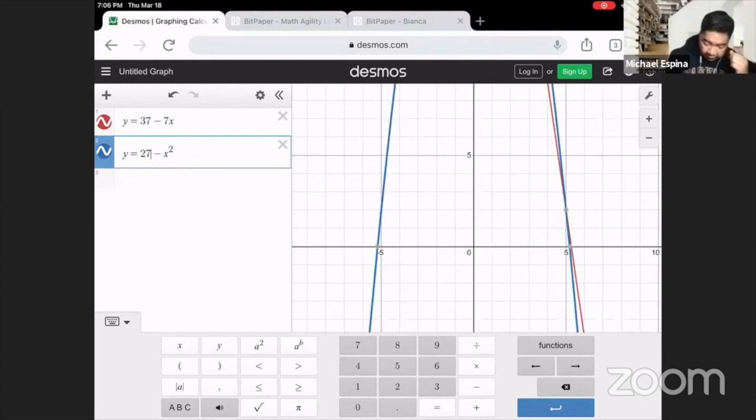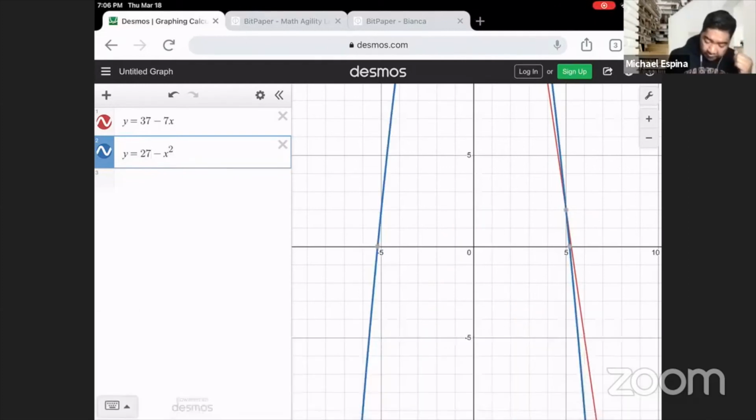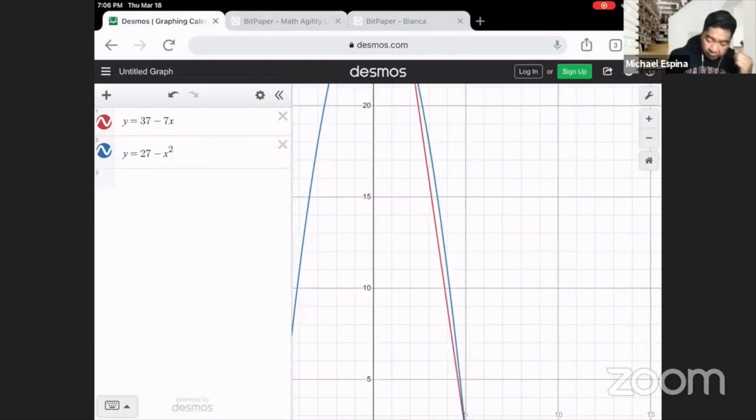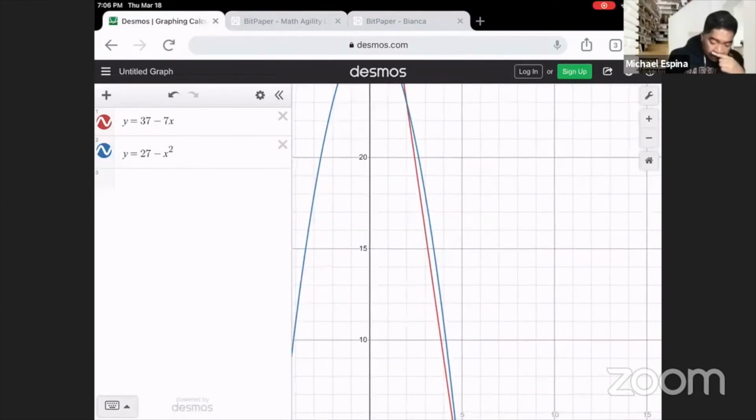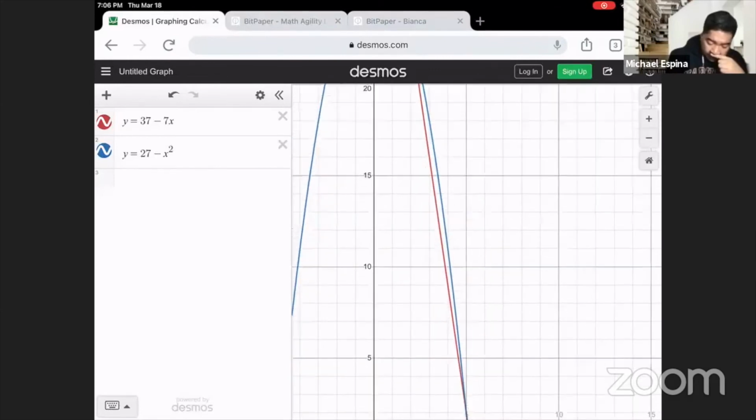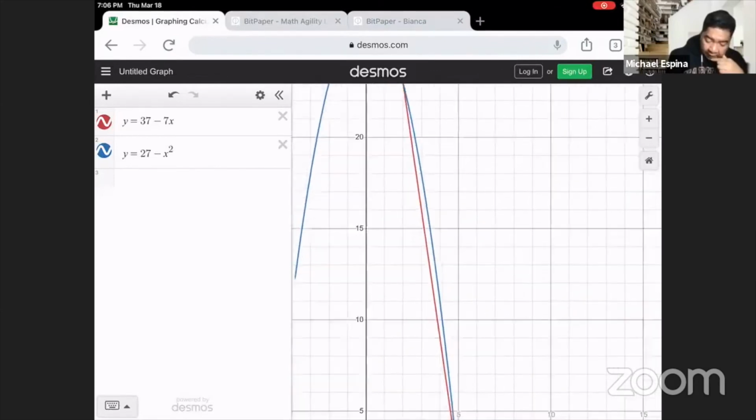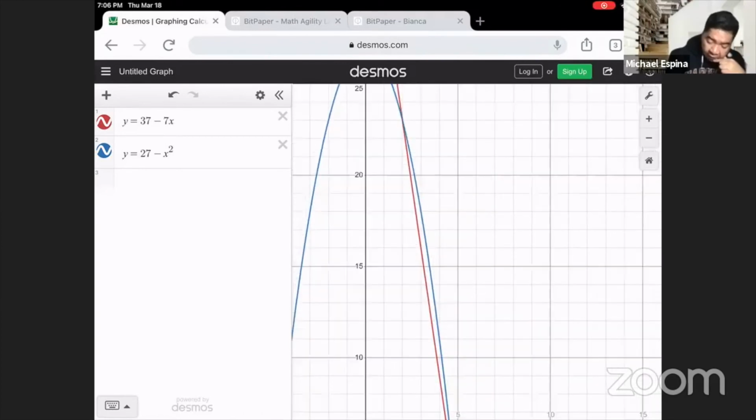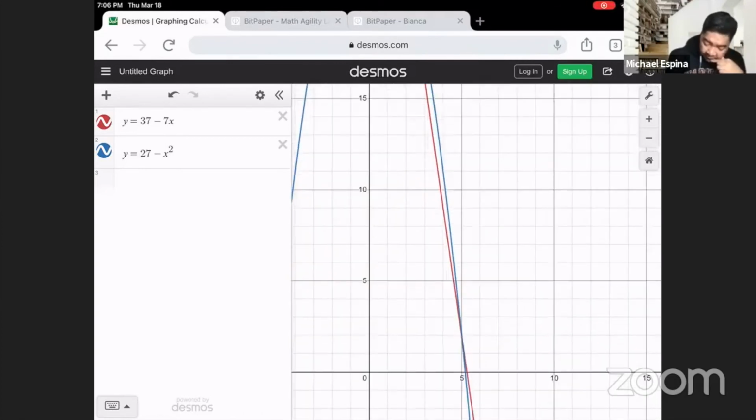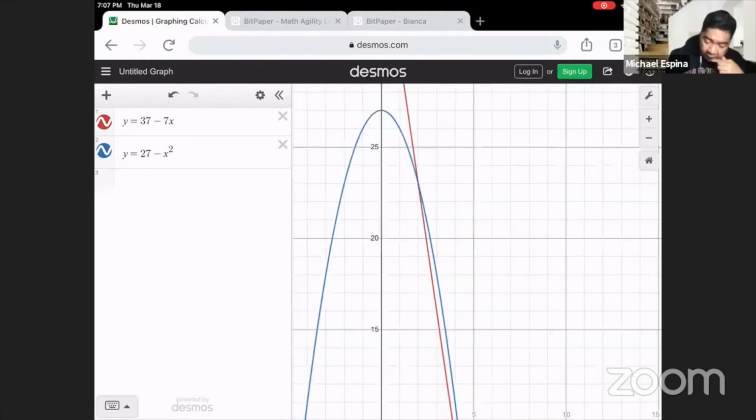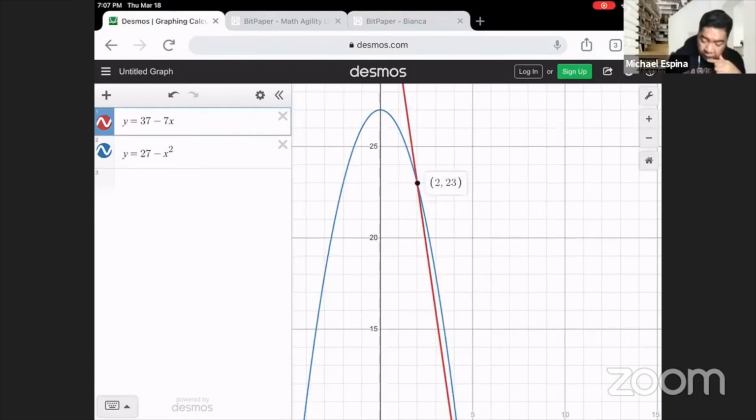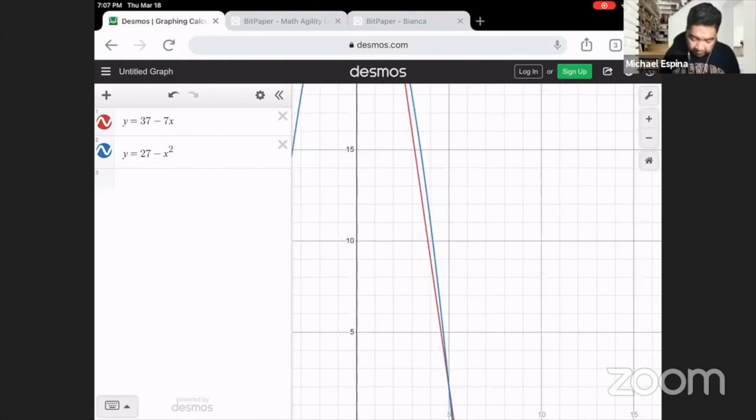All right, so in the graph, the blue portion is your parabola and the red portion is your line. If we take the intersection of these two, we have 2 and 23, and the other one is 5 and 2. Okay, let's go back to our whiteboard then.